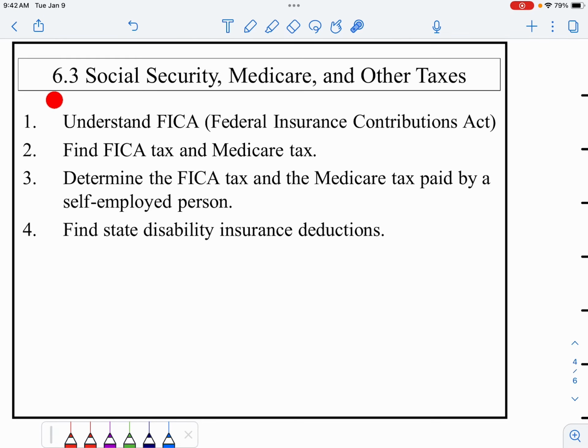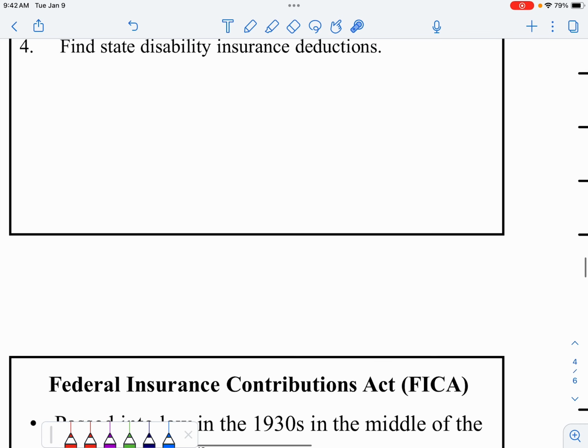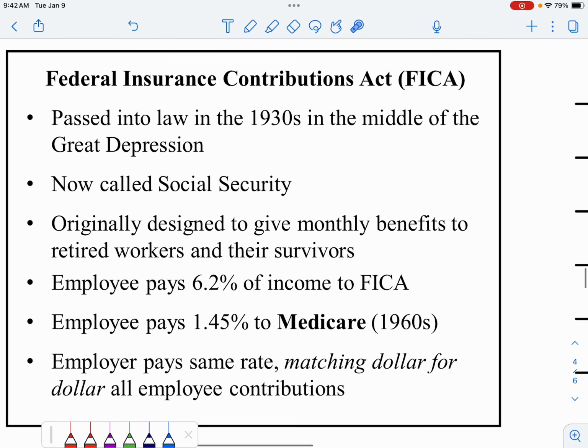In section 6.3, we are going to talk about deductions from the pay. We will focus on Social Security, Medicare, and some other taxes. So we'll talk about FICA, which is the Federal Insurance Contributions Act, and we want to find the FICA tax and Medicare tax. We also want to determine the FICA tax and Medicare tax paid by a self-employed person, and some other deductions, like disability insurance. So let's take a look at what is FICA.